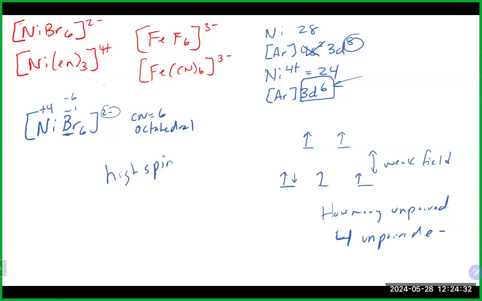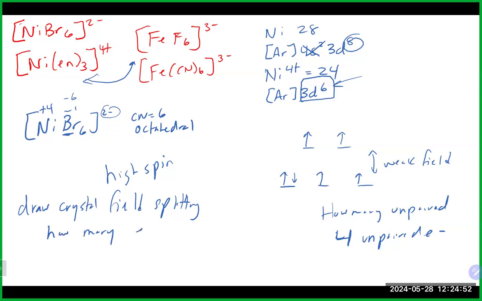All right, so why don't you try the three that are remaining? Why don't you draw the crystal field splitting? And why don't you also say how many unpaired electrons are in each of these? Nickel obviously is 28 and iron is 26. So take a few moments, draw those for each of those and see what you come up with.